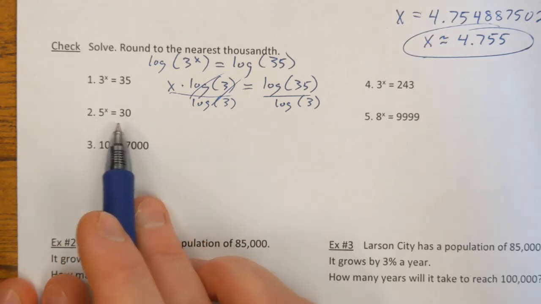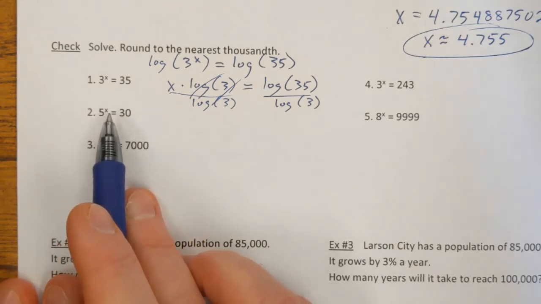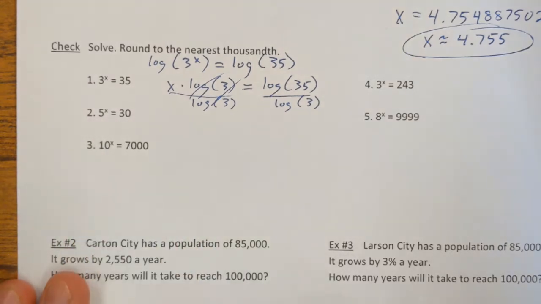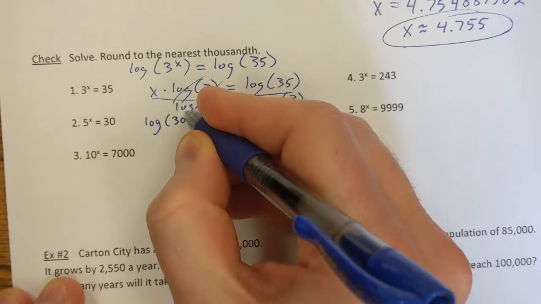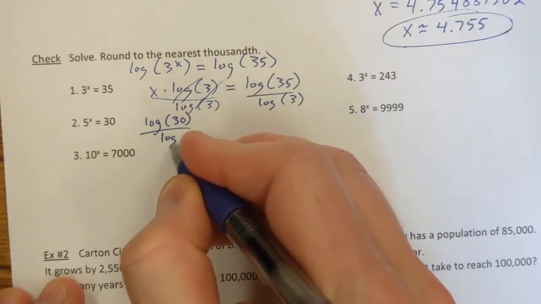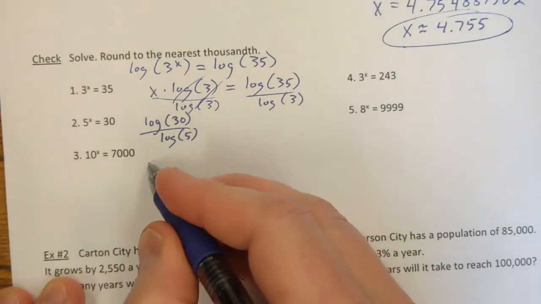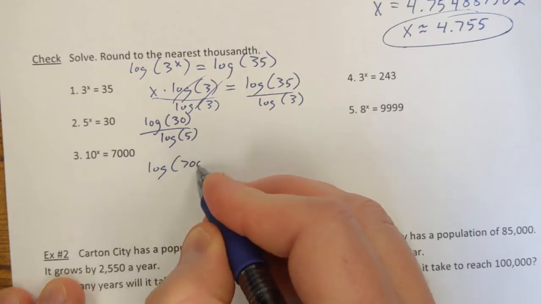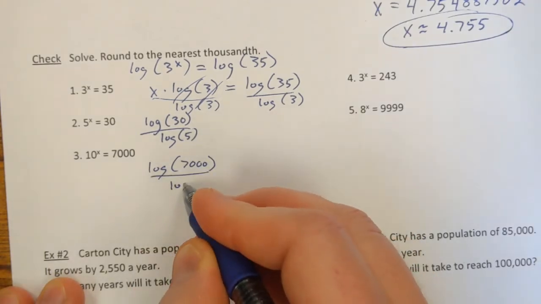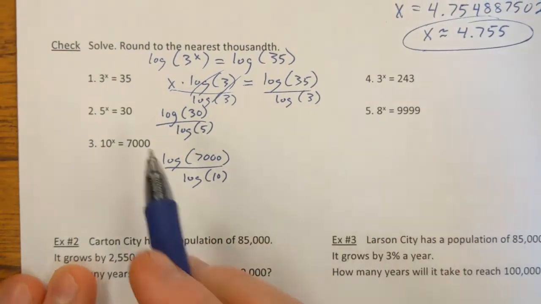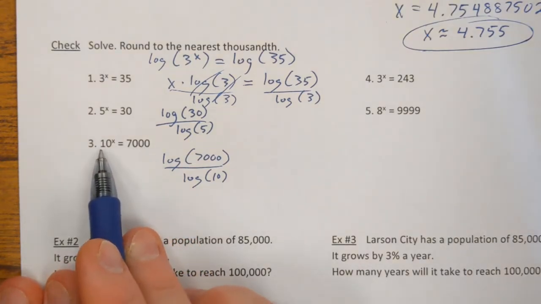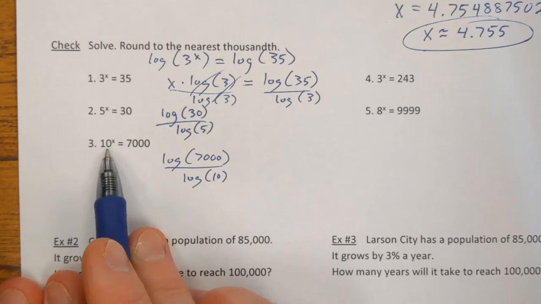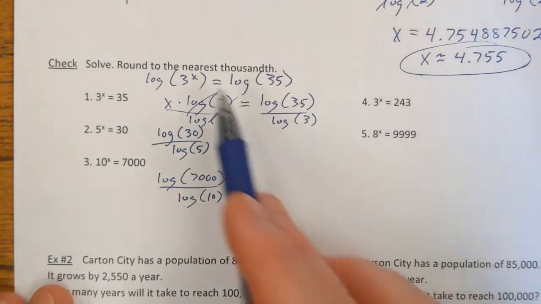Equation. When your equations are very simple, you have something to the x power equal to a number. Here's a shortcut. You're just going to learn the shortcut. This is just going to be the log of 30 divided by the log of 5. Right? And this is going to be the log of 7,000 divided by the log of 10. You take the log of the number opposite of the x divided by the log of the base number with the x. All right, so with that in mind, go ahead and find the answers to these 5 questions.